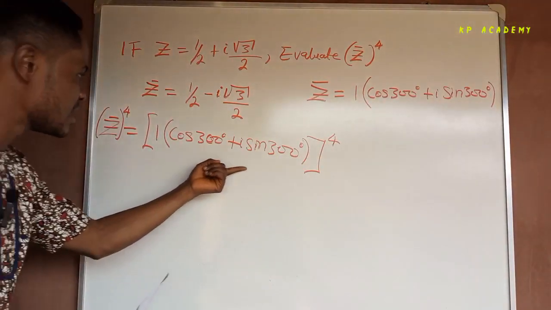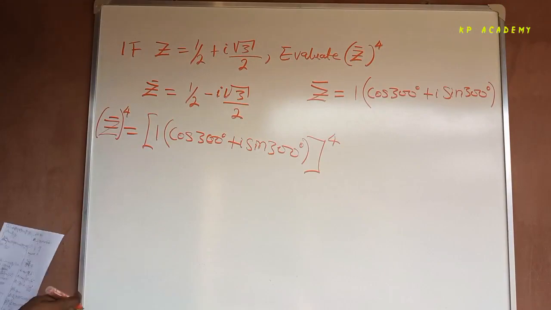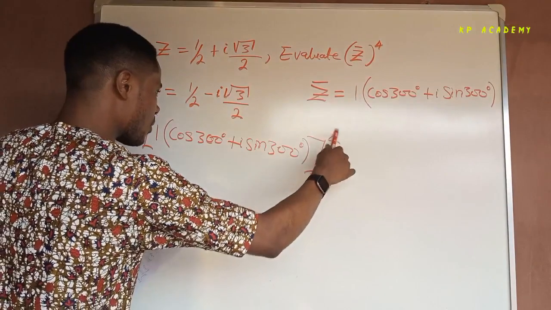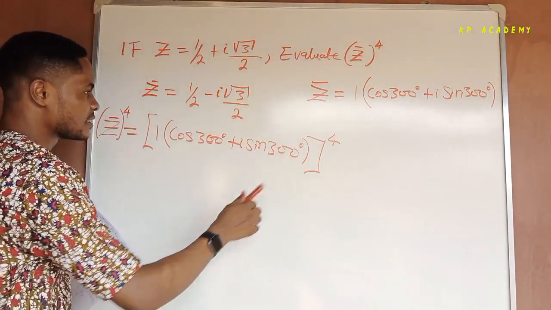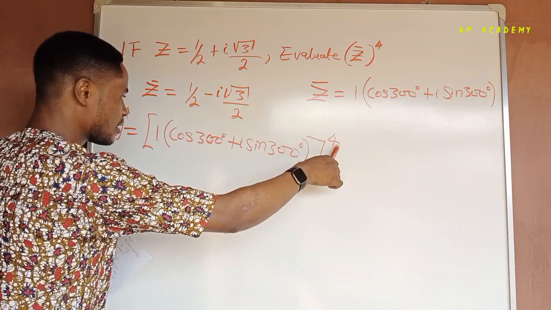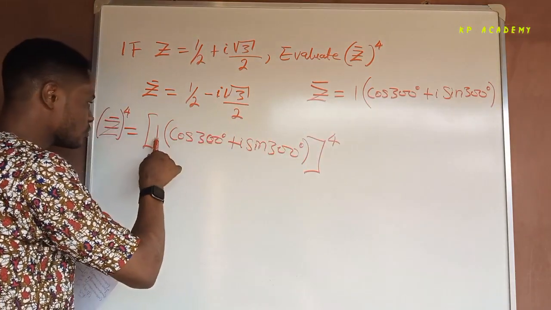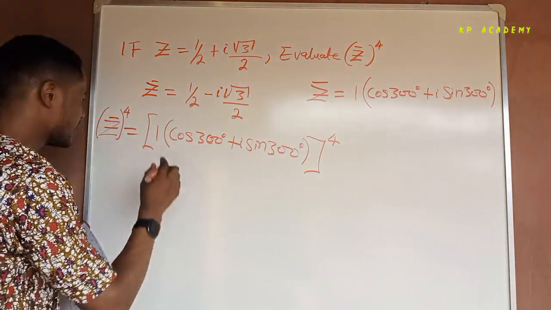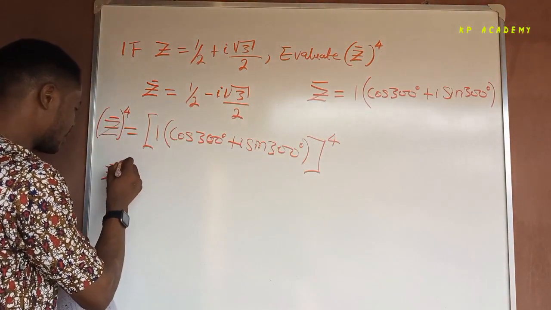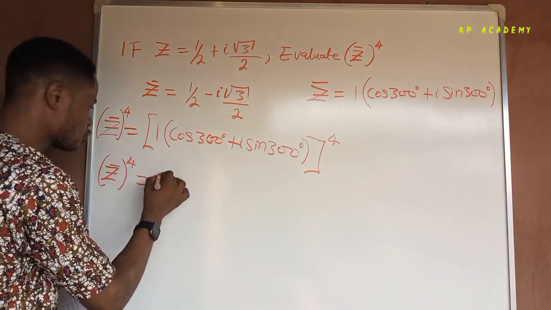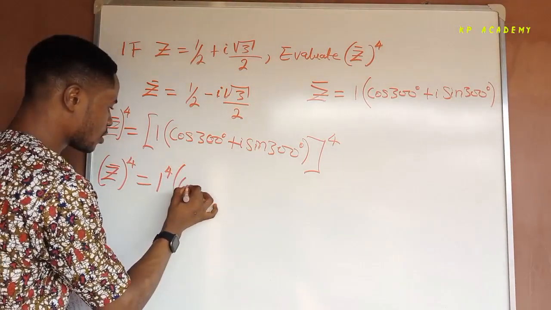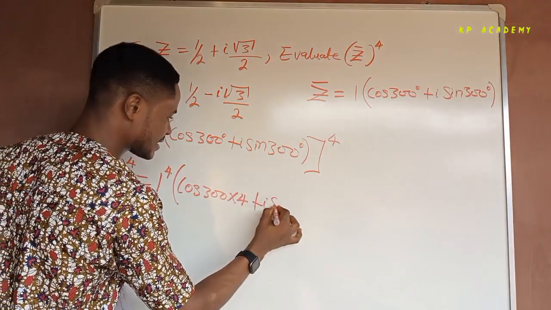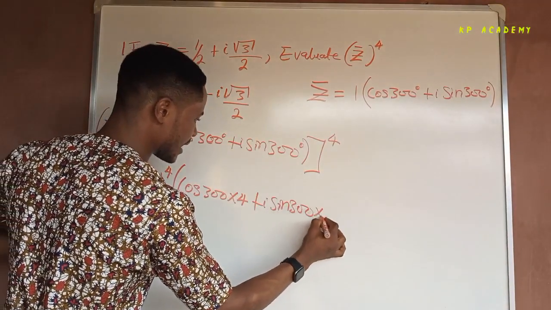Now at this point is where I'm going to apply De Moivre's theorem. What De Moivre's theorem states is that whenever you have a complex number in polar form and it is all raised to a particular number, a positive integer of course, that number will be raised to the modulus, and that same number will multiply the argument. Therefore z bar all raised to power 4 is equal to 1 raised to power 4 into cos 300 times 4 plus i sine 300 times 4.